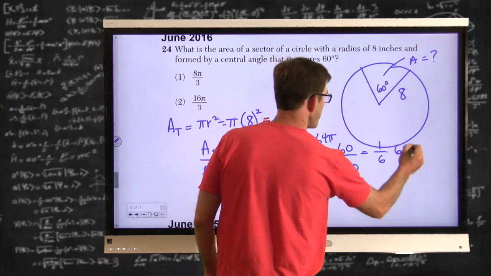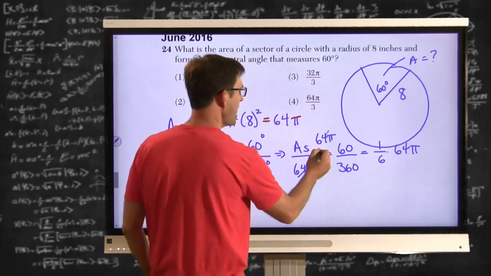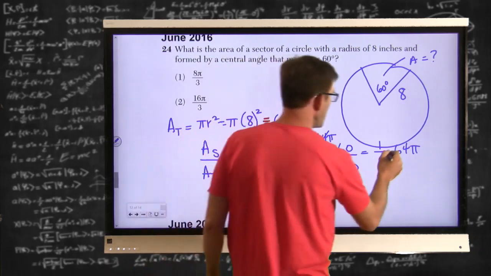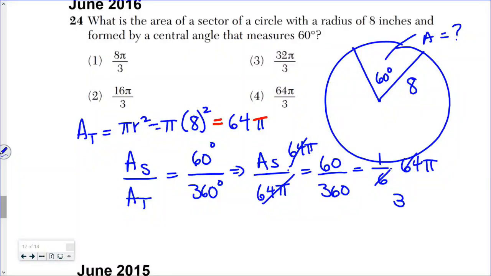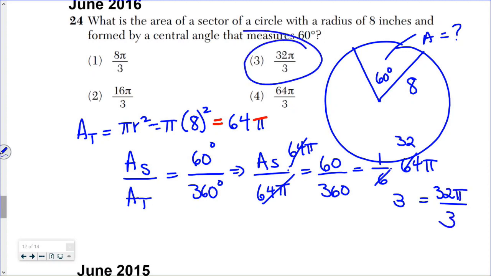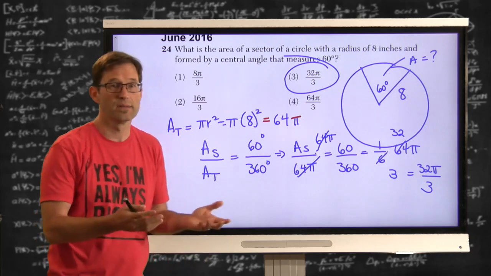It's really helpful to be able to do this, because then you can multiply both sides by 64 pi, cancel, and you can reduce. You can divide that by 2, you can divide this by 2, and you get 32 pi over 3. Choice 3. That's that. That's it.